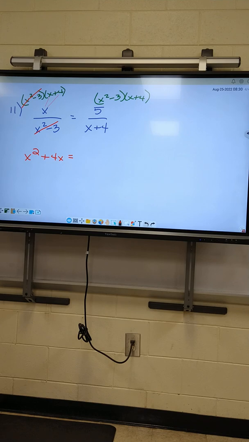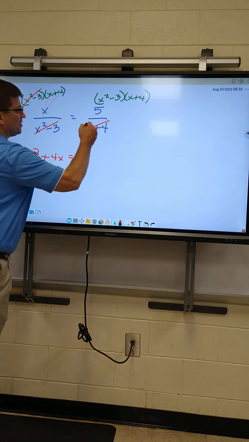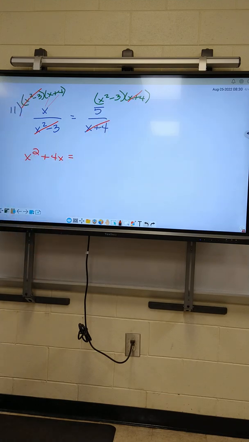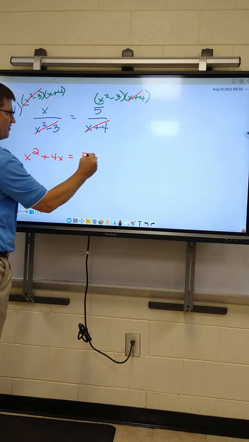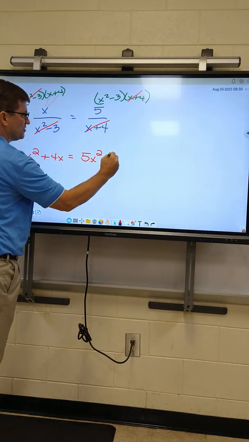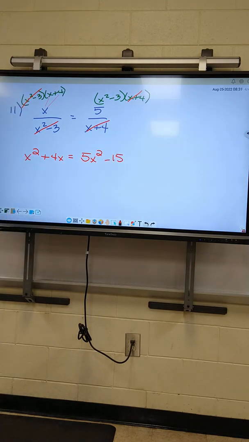All right, good. What cancels out on the right side? x plus 4s. What do I bring down? Anybody want to guess? 5 times x squared is 5x squared. 5 times 3 is minus 15. So that's the hardest step. That's the step that's new. All right, now from here, we've got an x squared in our problem, so I know I'm going to have to do quadratic formula, right?